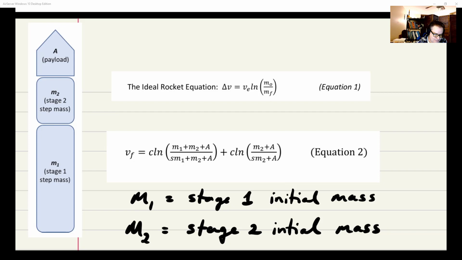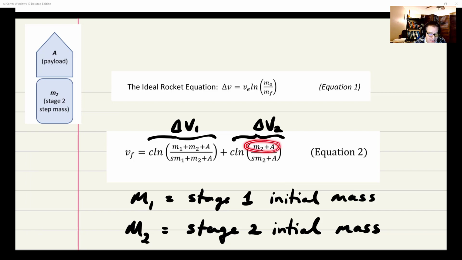So I might want to write, delta V1 is this entire term, and this is delta V2, this entire term. This is the initial mass, and this is the final mass after the stage 1 burn. And in the stage 2 burn, this is the initial mass because we would have dropped stage 1. And so this is the initial mass after stage 1 is dropped. You have only stage 2 and the payload. That's your initial mass for stage 2.